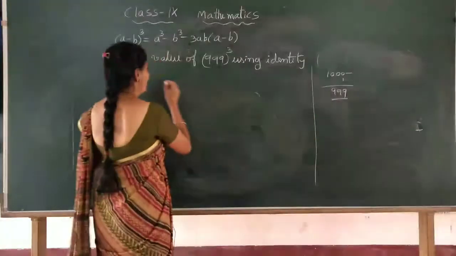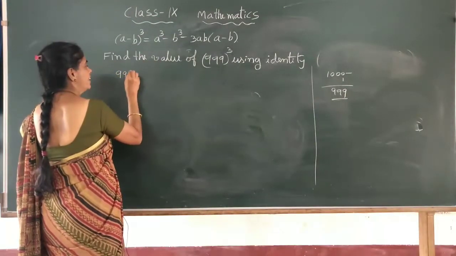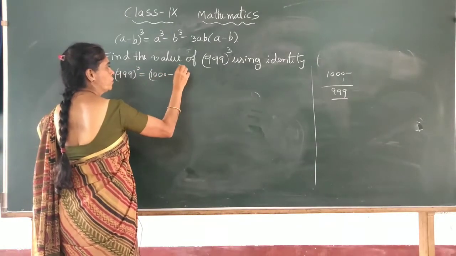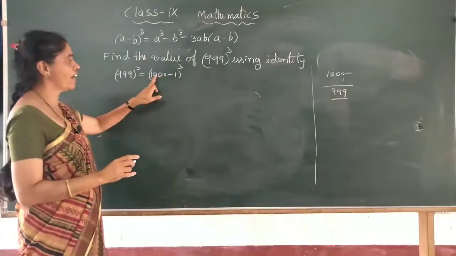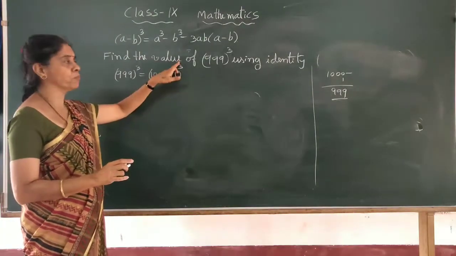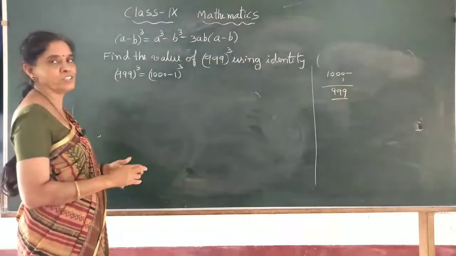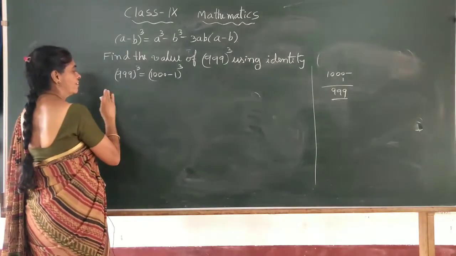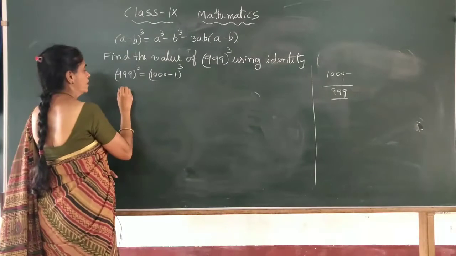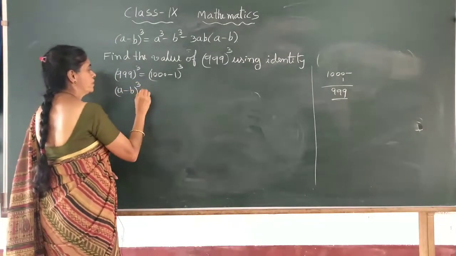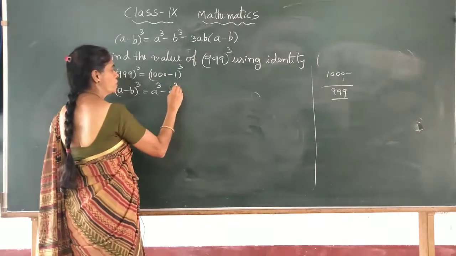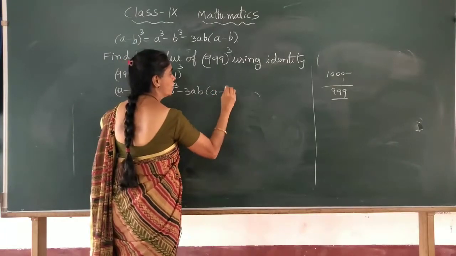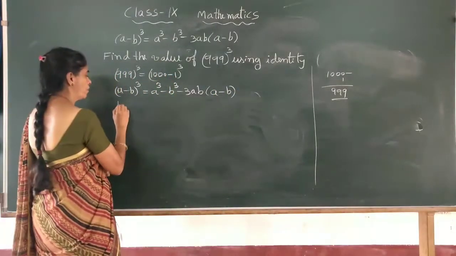So what I will do, 999 cube is nothing but 1000 minus 1, it's a cube. It is same as 1000 minus 1 cube. Now I have two terms, a minus b whole cube. Now I can use the identity to get the answer. This is the identity I have to use. A minus b whole cube is equal to a cube minus b cube minus 3ab into a minus b. Right? Now write your problem.